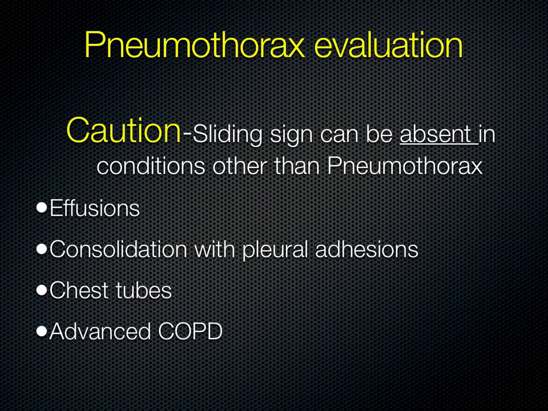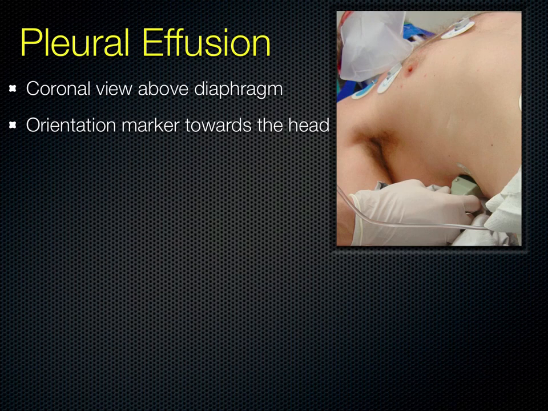Things that can interfere with the appreciation of sliding sign is an effusion, because obviously fluid gets between the two pleura. Consolidation with adhesions, for instance inflammatory pneumonia where there's adhesions. Prior pleurodesis. Chest tubes which can tack the lung down and not allow it to move very easily, and especially if there's pleurodesis in the past. And advanced COPD where there's some adhesions and bullous lesions. These things can all create false positives for pneumothorax if you just use sliding sign.